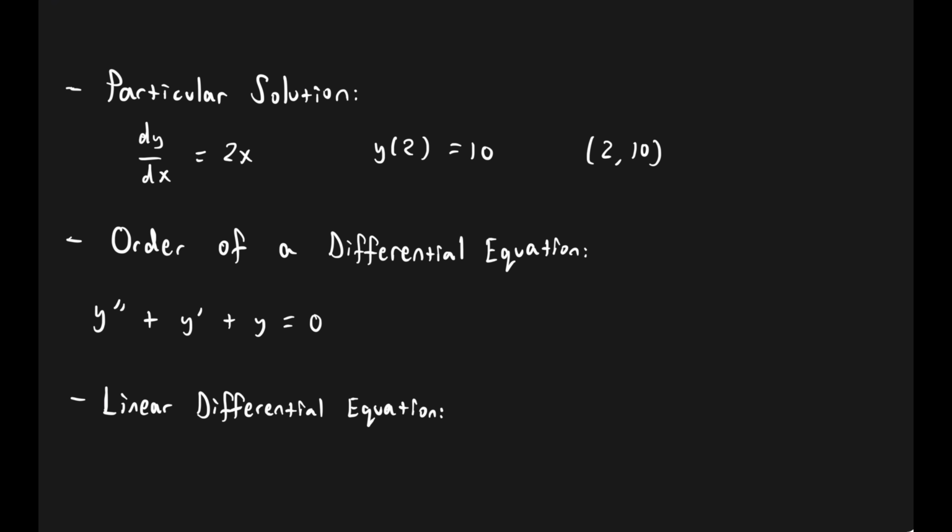Well, if we remember, the order is just the highest order of derivative we see in the differential equation. And we see here that we have a second derivative term, and that's higher than the first derivative term and the no derivative term. That would mean that this would be second order because that's the highest derivative term that we see. Now let's look at another example.